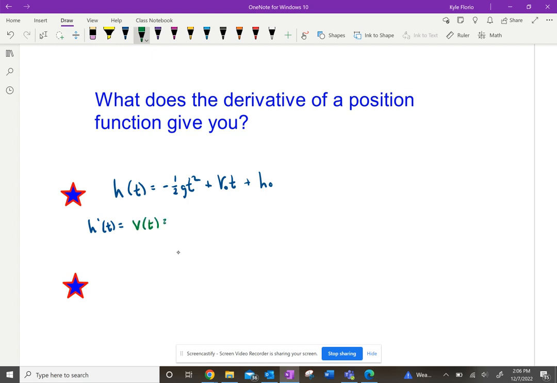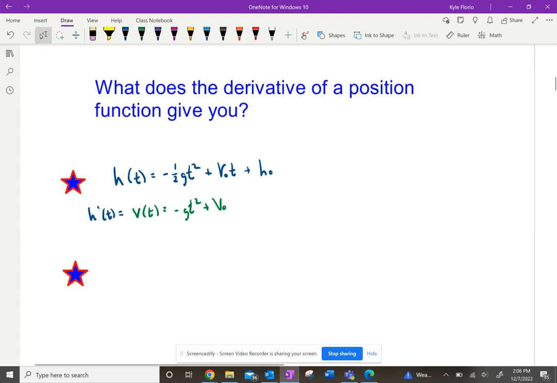So the velocity function would be, what is it? Negative gt squared plus initial v. The next question, though, is what does the derivative of this give you? So, kind of like the main question here is, what if we differentiate again? What about the derivative of the derivative?